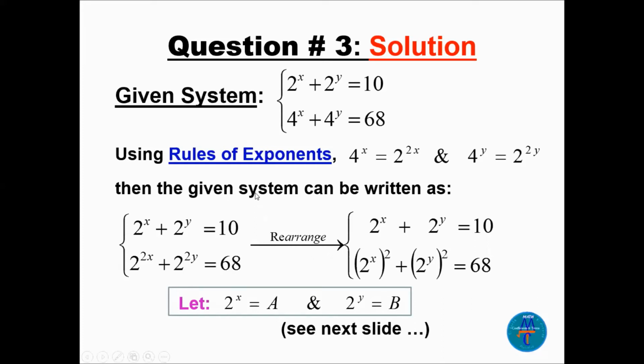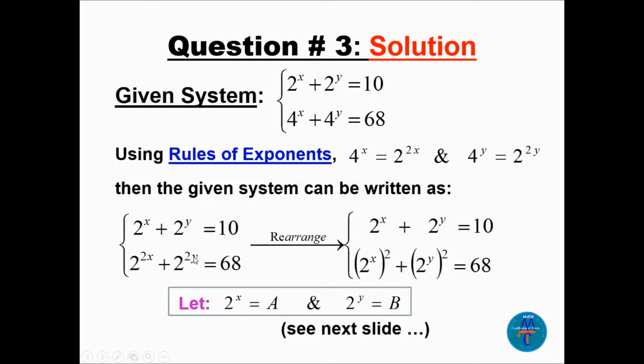Just remember some rules of exponents. 4 to the power x. This 4 can be written as 2 squared. See, 2 squared, another power x. So this one we can write as 2 to the power 2x, just from algebra, rules of exponents. 4 to the power y, I can write as 2 to the power 2y. Now look at the given system here. I can rewrite it like this: 4 to the power x, so I can write 2 to the power 2x, and this 4 to the power y, I will write 2 to the power 2y.